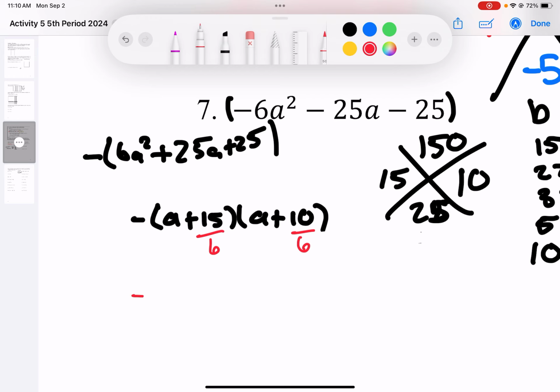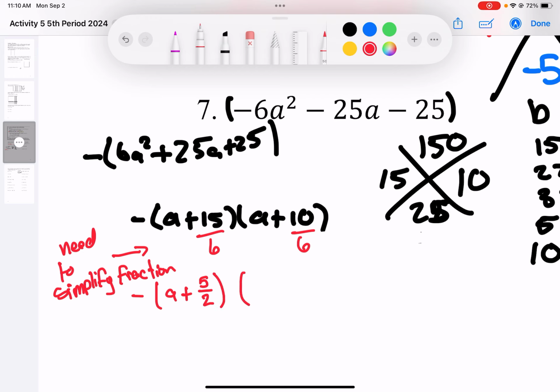When I get to this point, I need to simplify the fraction. I've got a plus 15 and 6, which are both divisible by 3, so I've got 5 over 2. And then on this one, 10 and 6 are both divisible by 2, so I'll get a plus 5 over 3. And that looks terrible, so let's fix that.